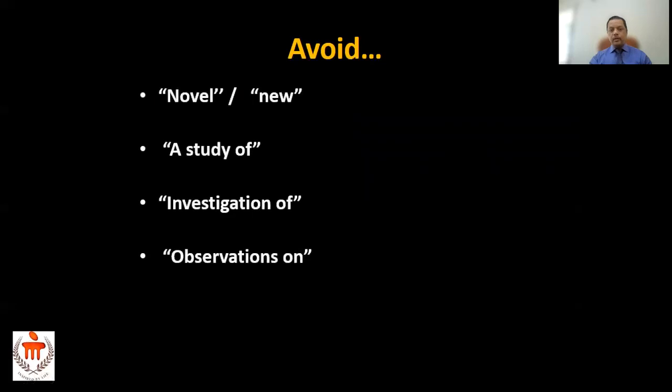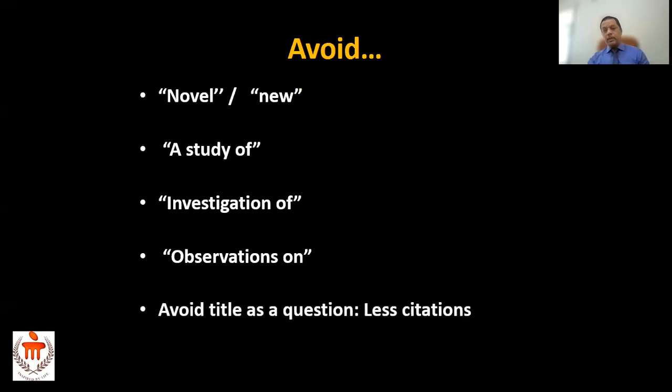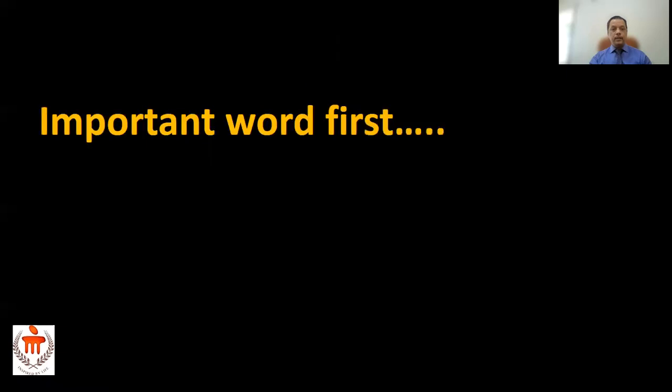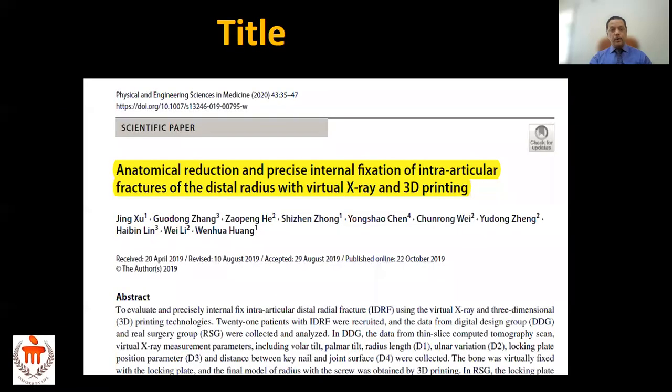But you need to avoid things like novel or new, trying to take a lead, or rather, trying to sell that particular title by talking of these, or a study of, investigation of, observations, or avoid a title with a question also. This leads to fewer citations. People won't really search your study with a question mark. So you need to avoid these things and always try to put in the important word first.